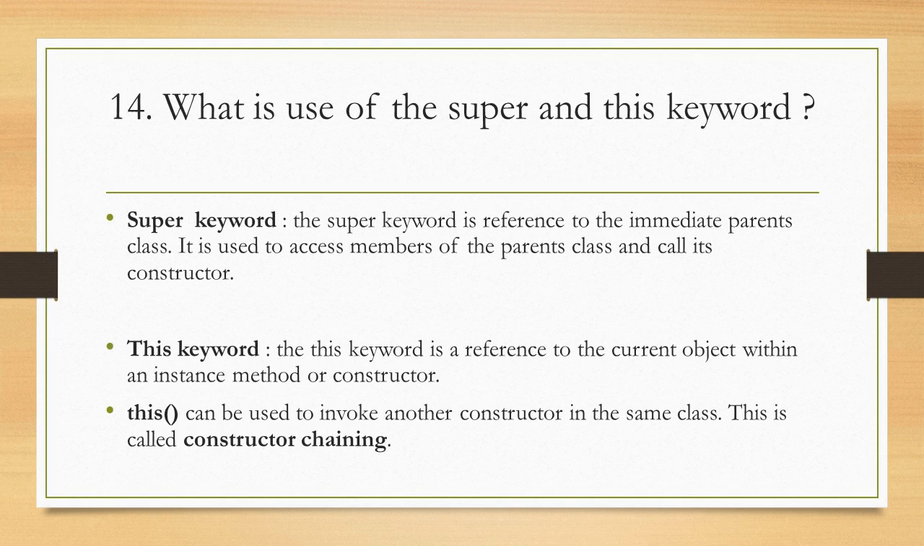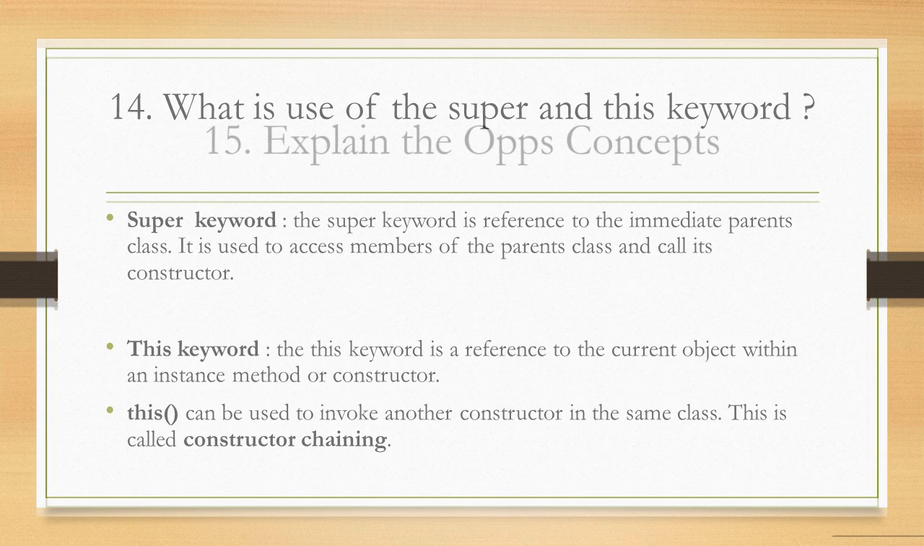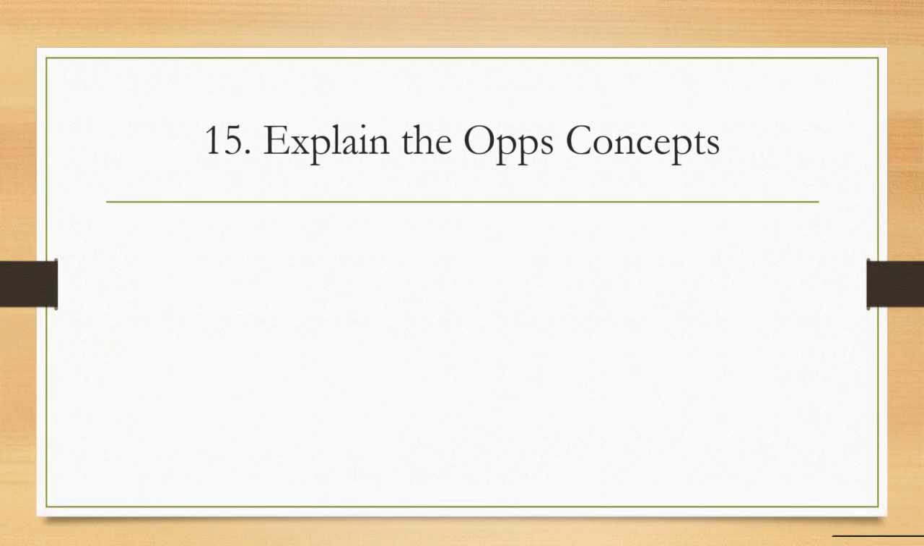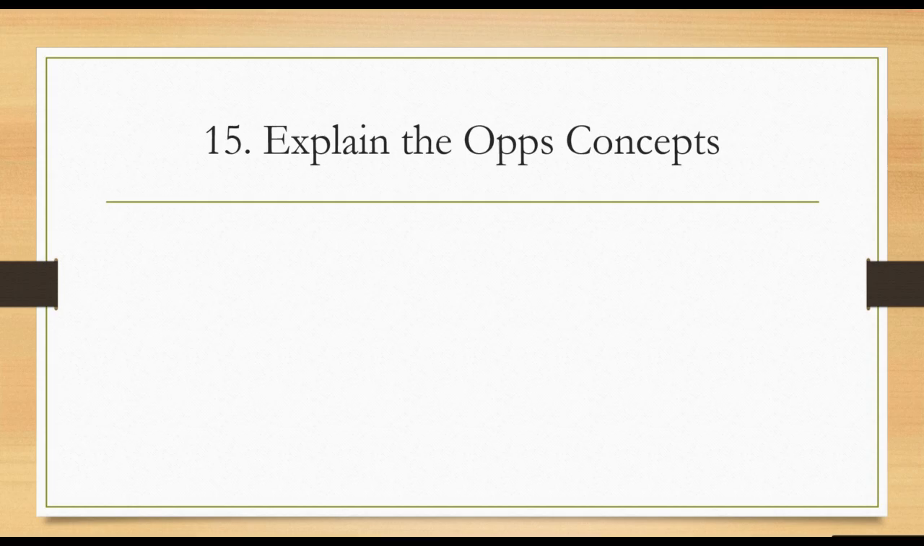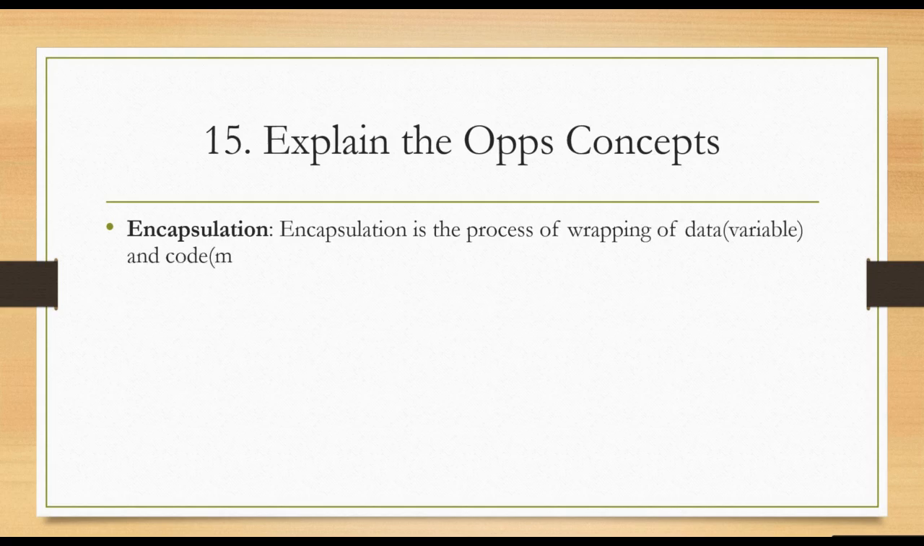Next question we will see: explain the OOPS concepts. This is a very important question. Interviewers will ask what is the OOPS concept, what are the OOPS pillars. So there are four types of OOPS concepts, the four pillars in Java. The first one is encapsulation, second is inheritance, third is polymorphism, and the fourth one is abstraction. So we will see in detail one by one.